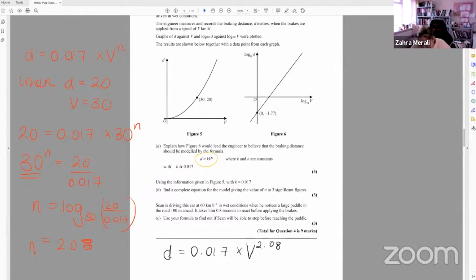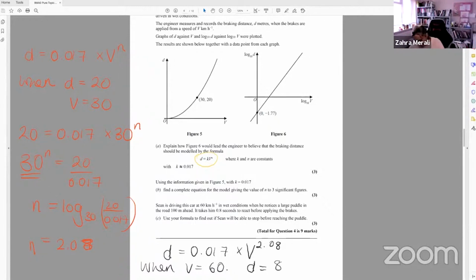Sean is driving this car at 60 kilometers per hour, and v is measured in kilometers per hour. Okay, perfect. So we have our v. And he notices a large puddle 100 meters ahead. It takes 0.8 seconds to react. See whether he can reach it. So first of all, I'm going to sub in when v equals 60. So d equals 0.017 times 60 to the power of 2.08.